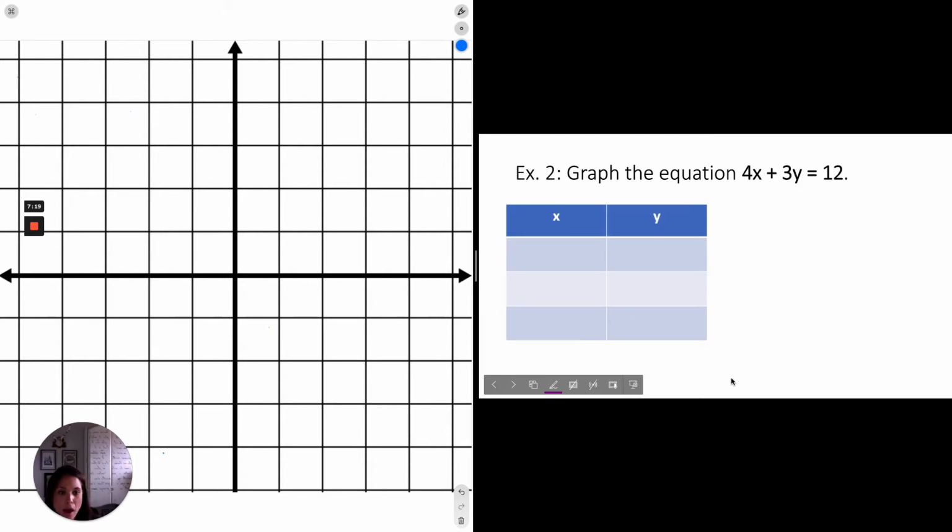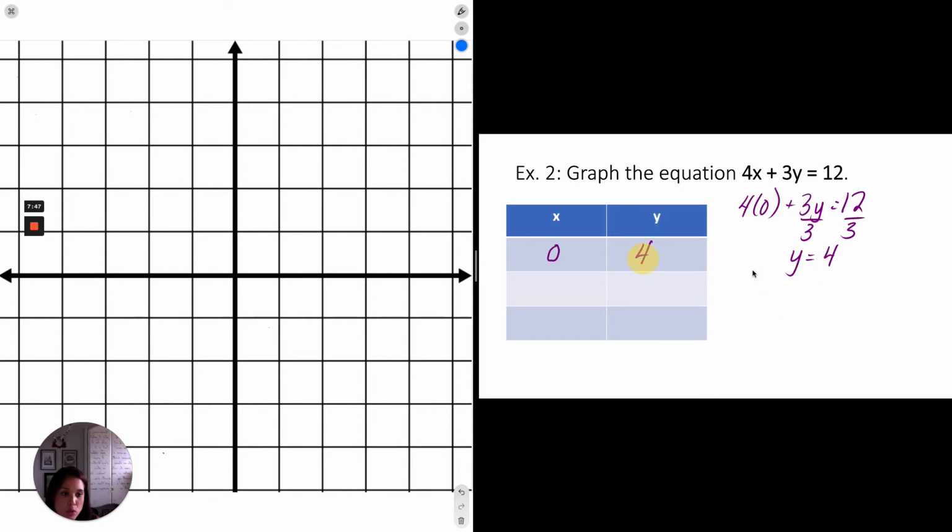Okay, so let's graph the equation 4x plus 3y equals 12. I am going to start with my value of 0 for x. So when x is 0, that term gets eliminated from the equation, and now I'm just working with 3y equals 12. I divide both sides by 3. When x is 0, my y-intercept is 4.